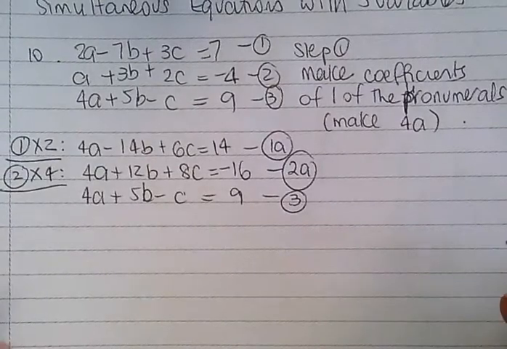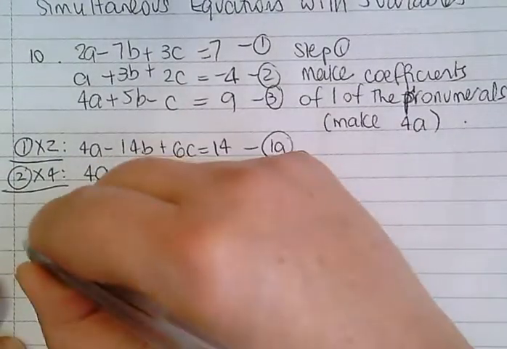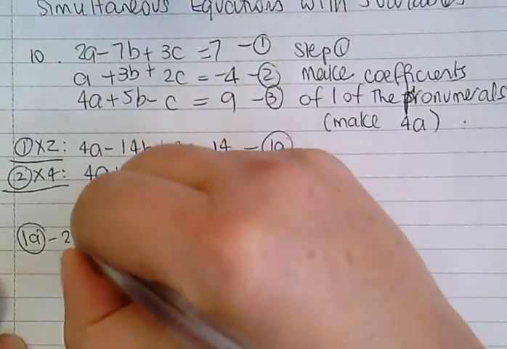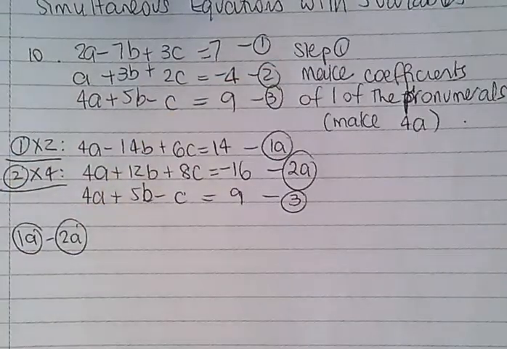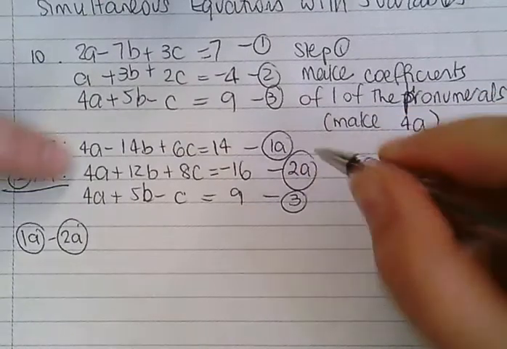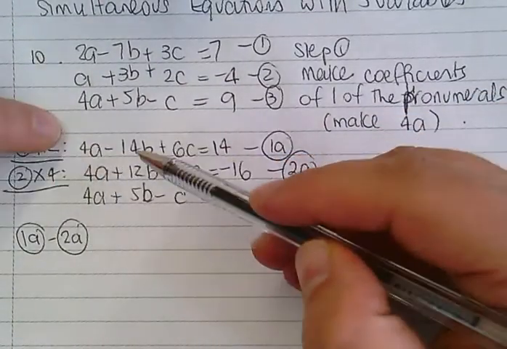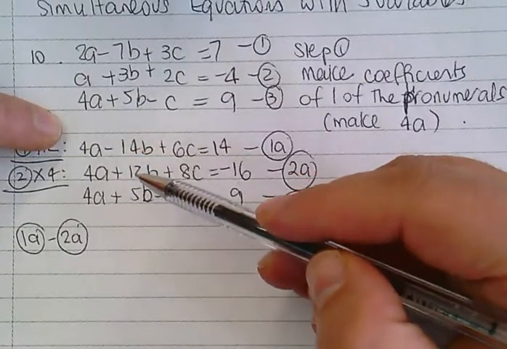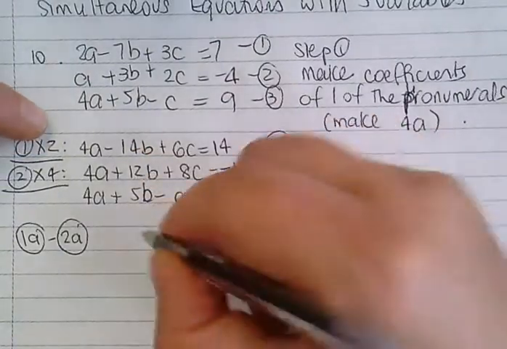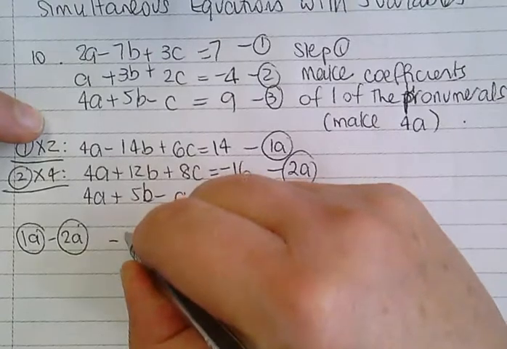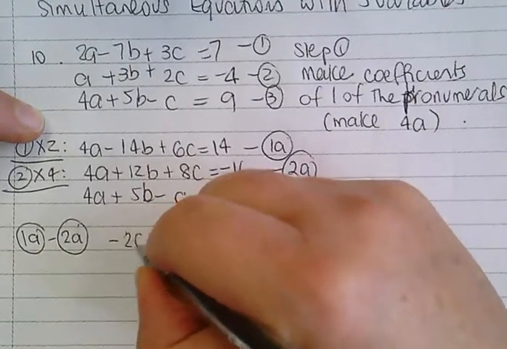I don't mind what you want to do. What do you want to do? Let's do 1A minus 2A. Why is it going to be minus? They're all positive 4A, which is great. Okay, 1A minus 2A. What have you got? 4A minus 4A is 0. Negative 14B minus 12B. Can you see that? I'm going to go minus 26B.